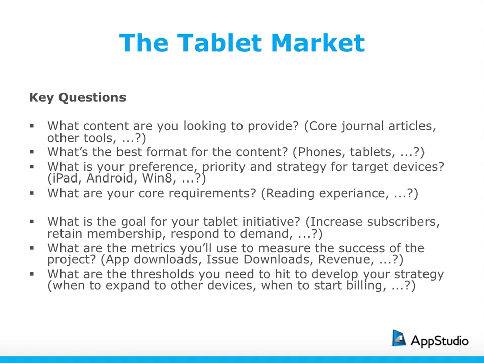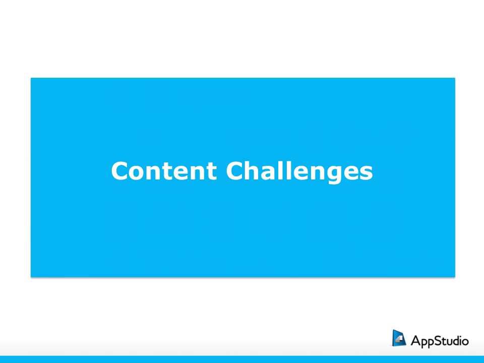And then think about the thresholds if you have a product roadmap for your tablet journal. So if you want to launch, say, on iPad first, what are the thresholds in terms of download numbers before you launch on Android? Those kinds of things will really help you start to focus on what's version 1 going to look like, and then what's going to happen beyond.